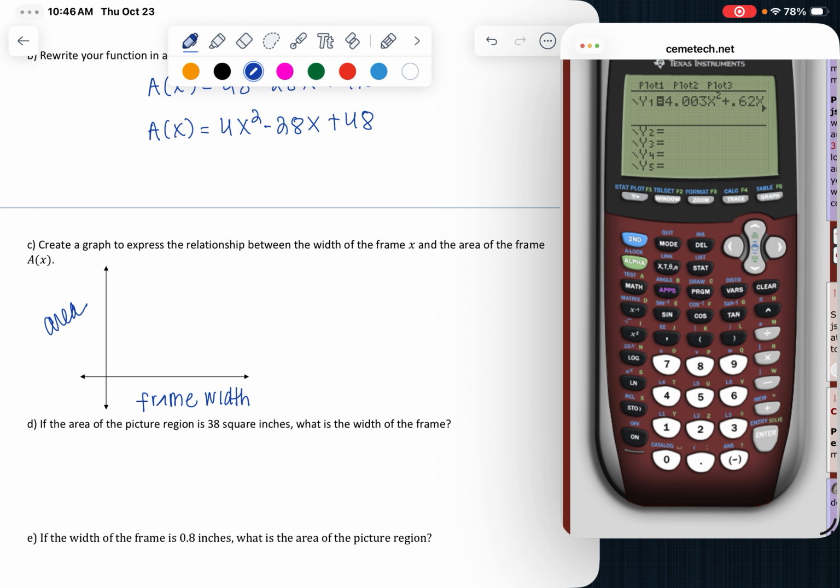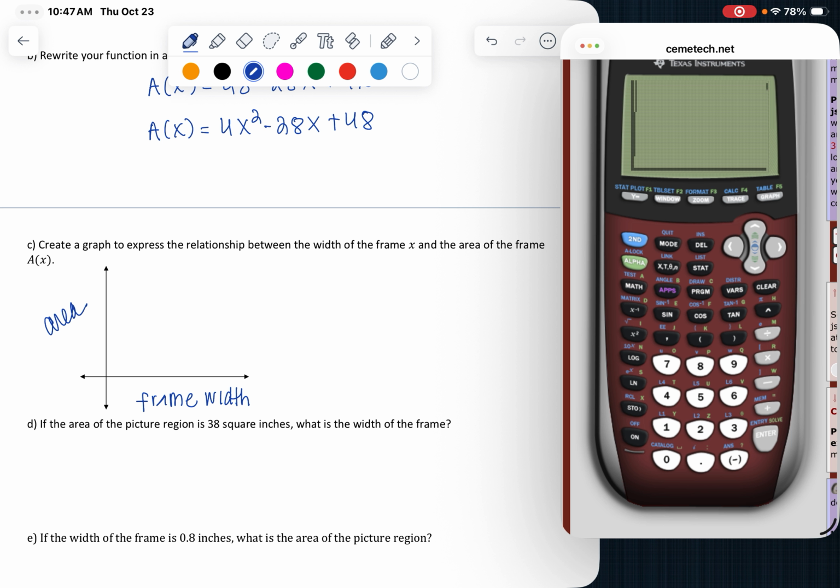So we have 4x squared minus 28x plus 48. Okay, did I try typing over that? I'm not happy about that, but I'll just do it again. 4x squared minus 28x plus 48. Okay, if I hit graph, I'm pretty sure I'm not going to be able to see it.